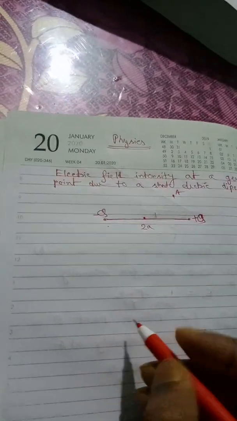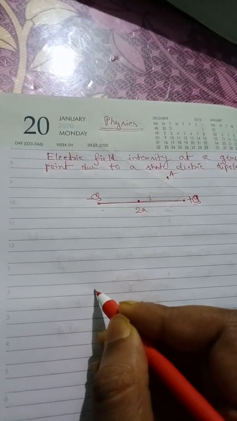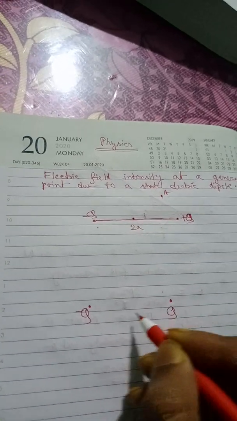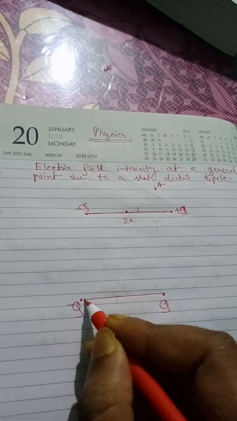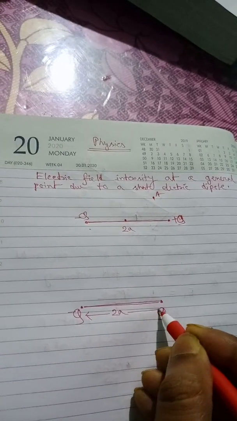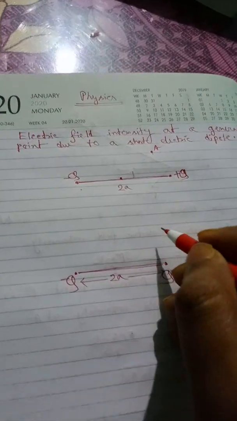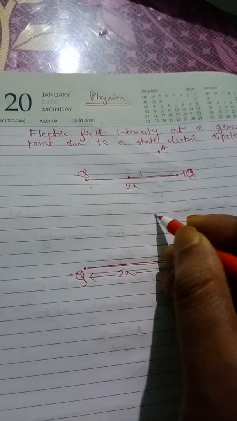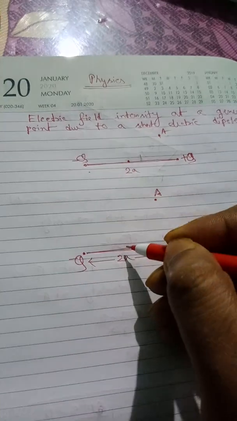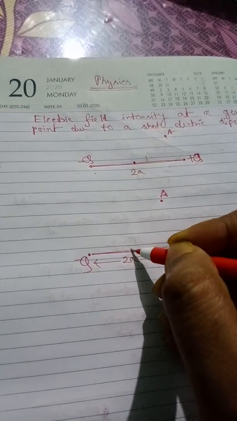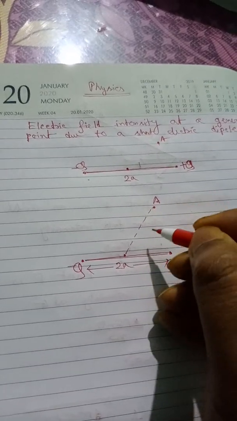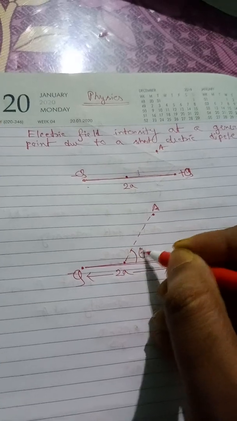I redraw this dipole again. Minus q charge and plus q charge. The separation between them is 2a. Now there is a point, any arbitrary point. Suppose you connect this point to the midpoint of the dipole, then the angle is theta.